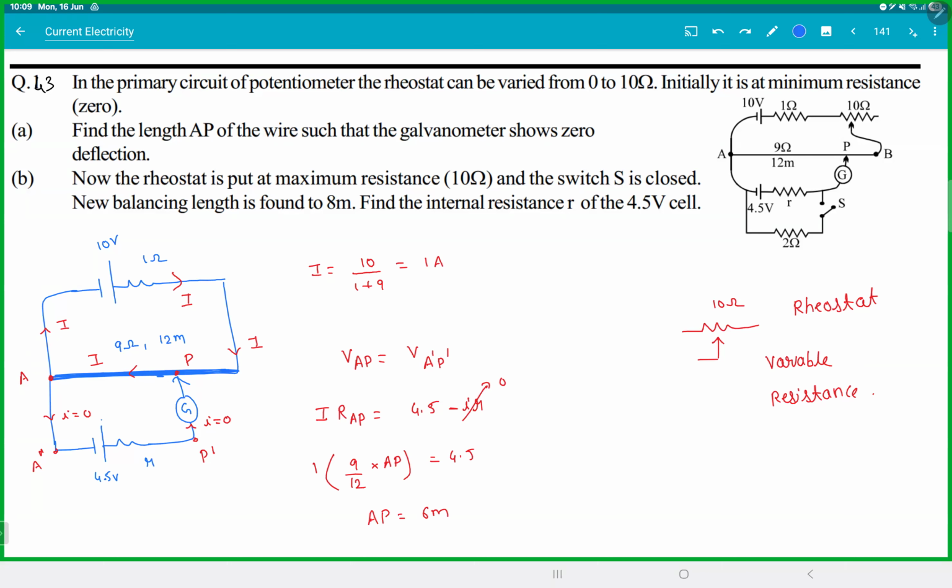Now can you do the second part? Right, you got the second part. Try others. I'll give another 1.5 minutes for the second part. Now this time the rheostat is maximum and the switch is closed. Redraw the circuit again. And he's saying it is getting balanced at 8 meters. Then find the internal resistance. This problem is literally whatever I taught you. Switch open, switch closed, Ex, Rx, everything.